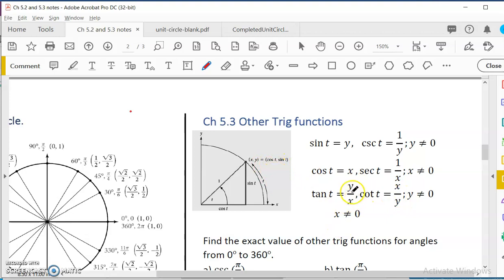Now, when you divide by a number, x and y could be 0, right? At the axes, they are 0. So it will be undefined if x is 0 for tangent, and it will be undefined if y is 0 for cotangent.